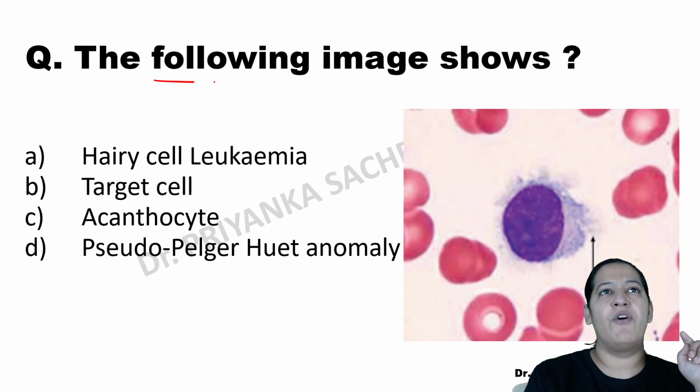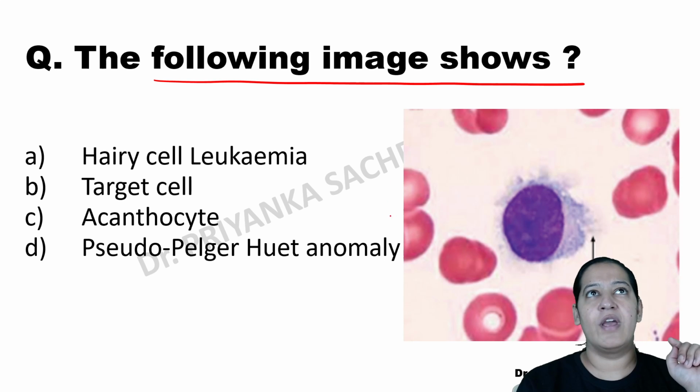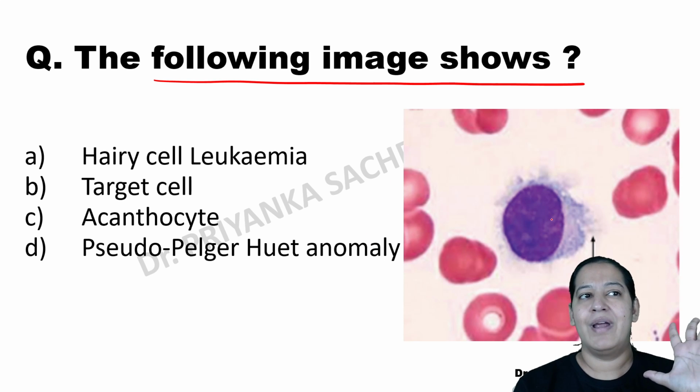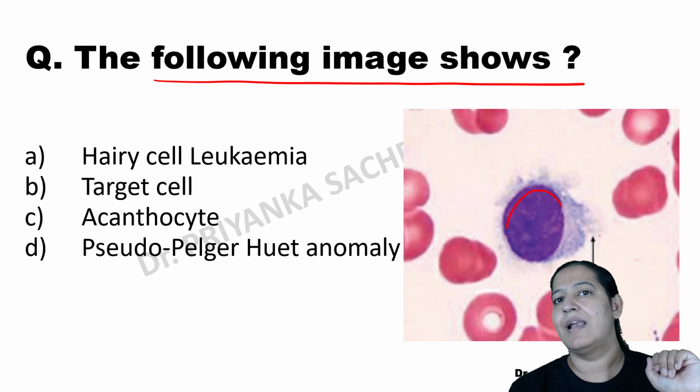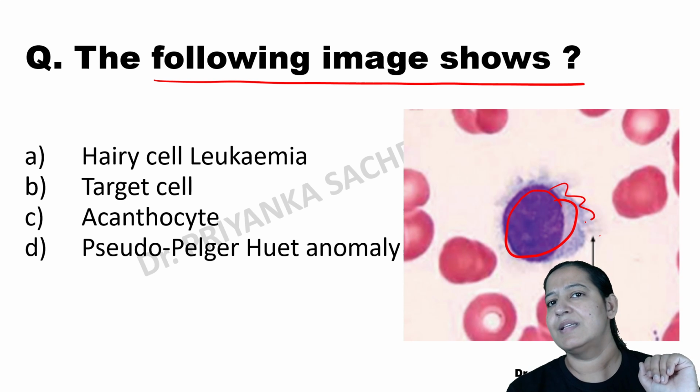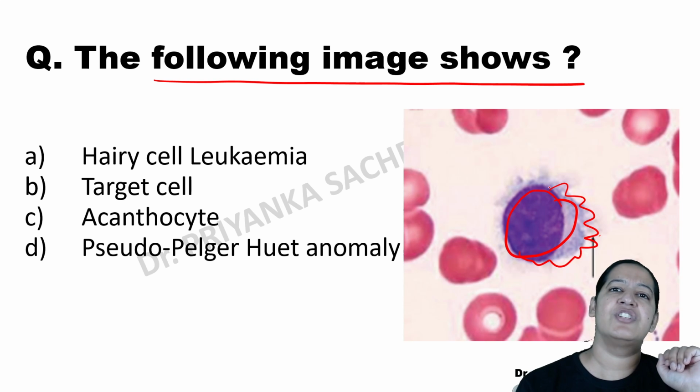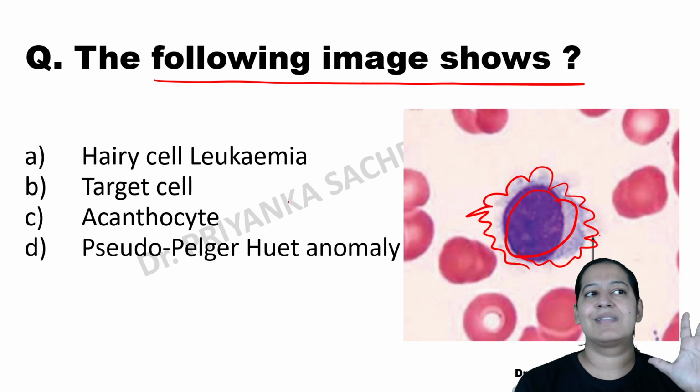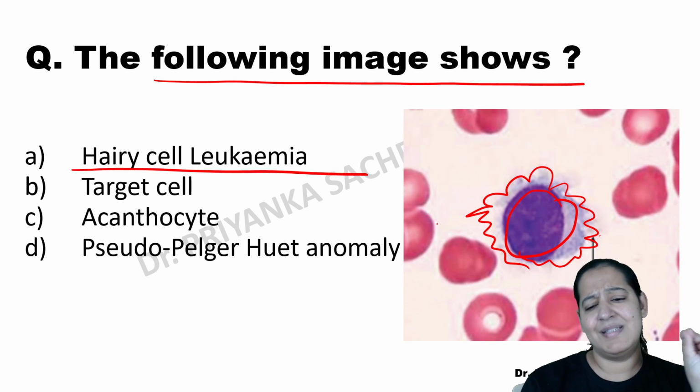One more question. The following image shows what? You tell me. So it is also a type of leukemia. Can you see this cell? See the cytoplasm of the cell. See the cytoplasmic extensions of the cell. They are looking like hairs. So yes, the answer is typical. It is hairy cell leukemia.